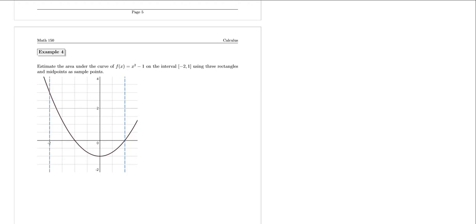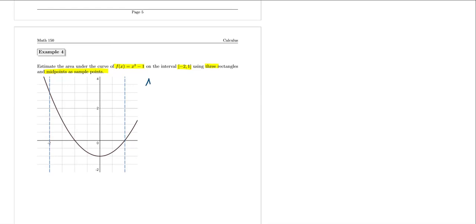All right, so now let's go ahead and take a look at another problem where we're estimating the area underneath the curve of f of x equals x squared minus 1 on the closed interval from -2 to 1 using three rectangles and midpoints as sample points. Now, as usual, the first thing to do is to figure out what will be the width of rectangles, or in other words, what is going to be the width of our subintervals.